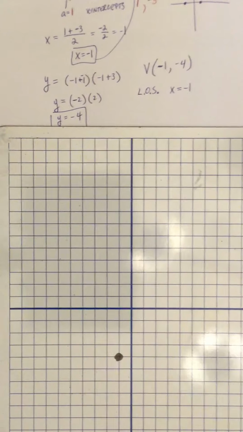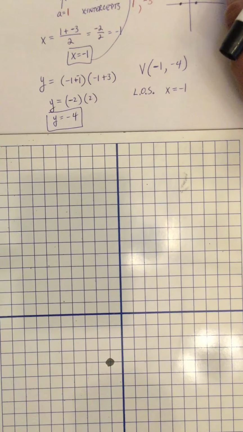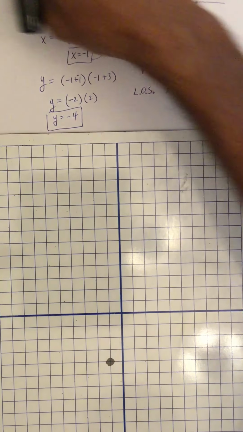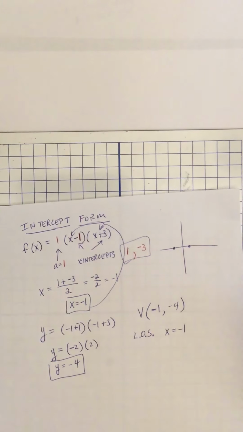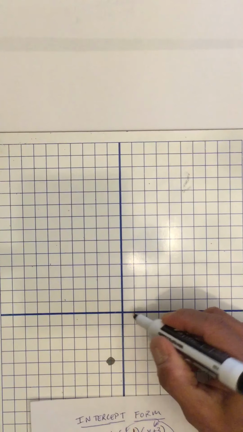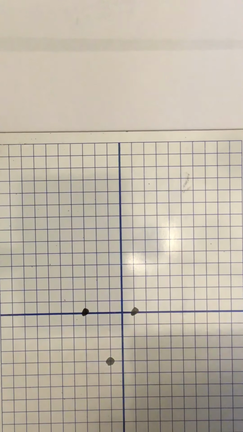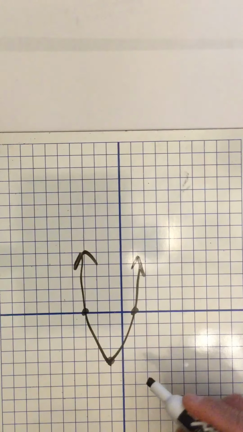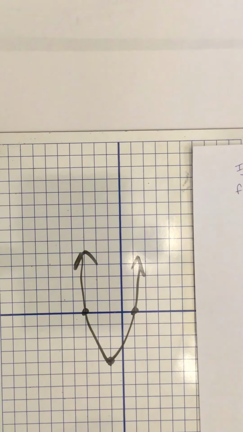Now, the next thing I graph is my y-intercepts. What were my y-intercepts in this problem? If we look back at our notes, our y-intercepts were right here. They were 1 and negative 3. So 1 is right there. Negative 3 is right there, right? And you see those 3 dots? If you connect them, that's your parabola, okay?